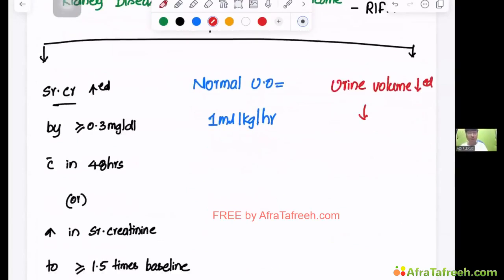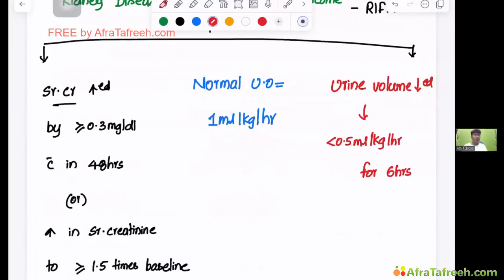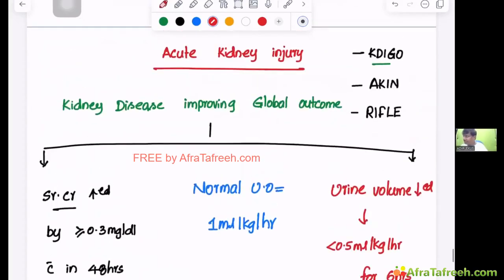And how much will that urine volume be reduced? That is less than 0.5 ml per kg per hour for 6 hours. Okay, so that will be the urine volume in case of acute kidney injury. So these are the two things in the KDIGO guidelines. Now, what is the importance of the acute kidney injury network criteria?